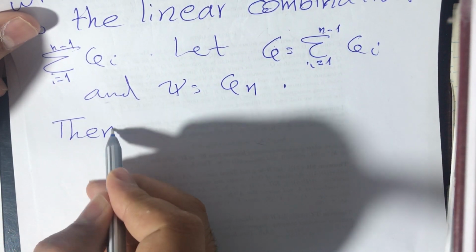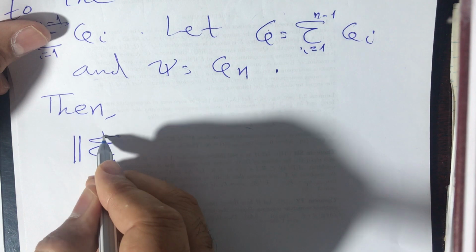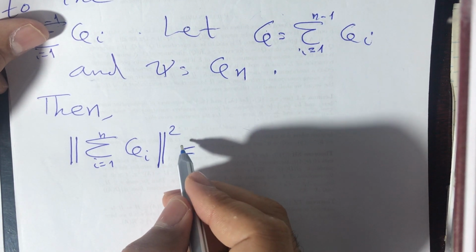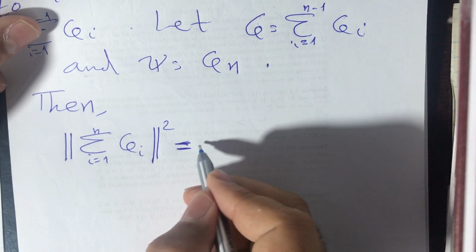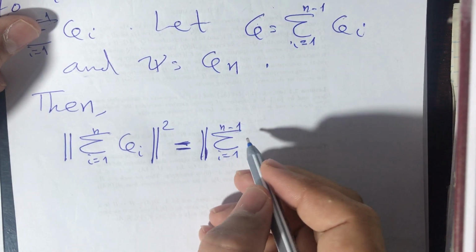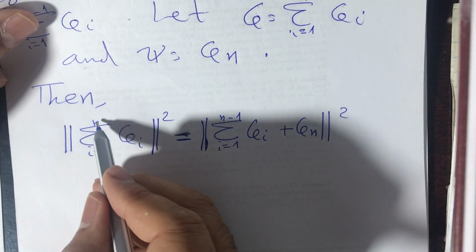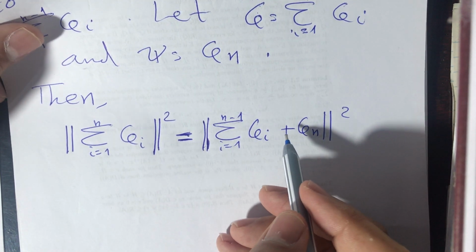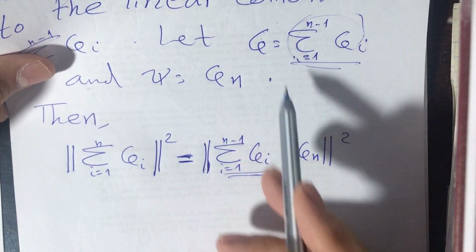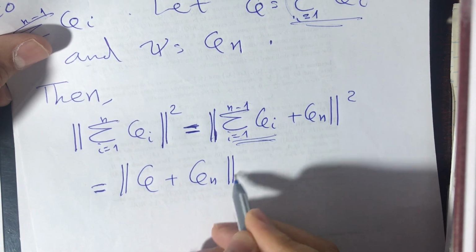Then the norm of the summation i from 1 to n of φi, squared, is equal to the norm of the summation i from 1 to n minus 1 of φi plus φn, squared. Substituting φ, this is the norm of φ plus φn, all squared.